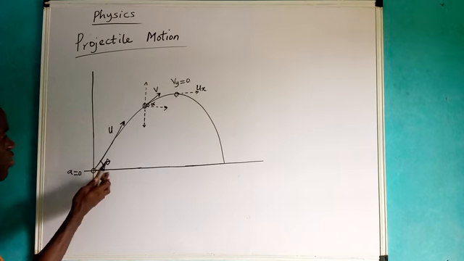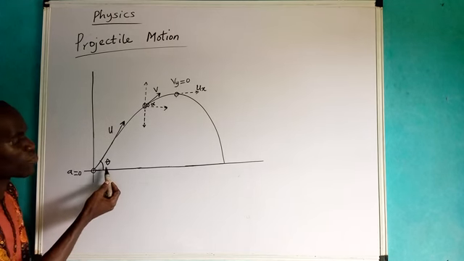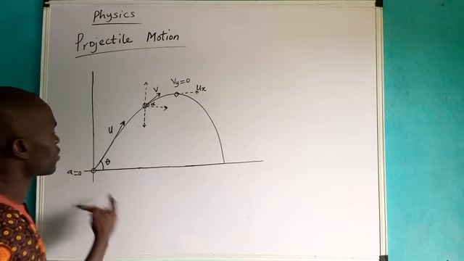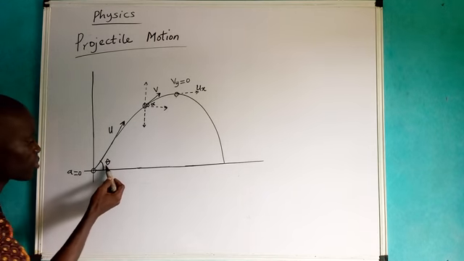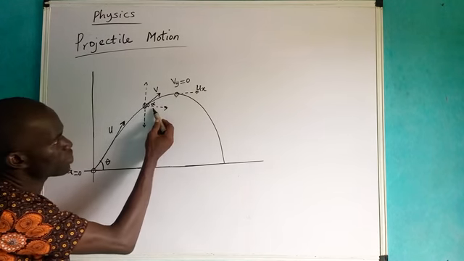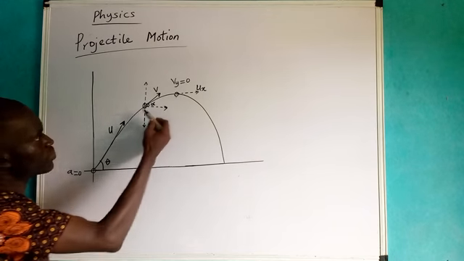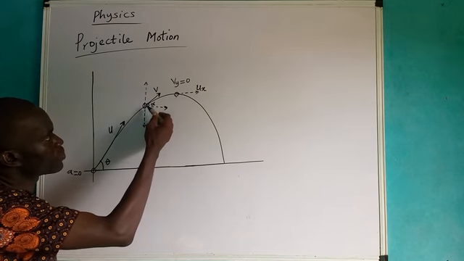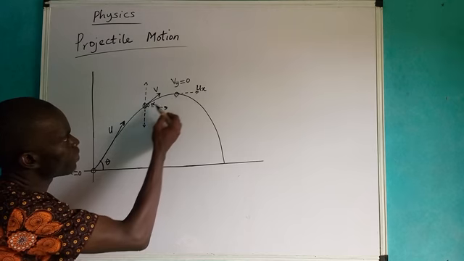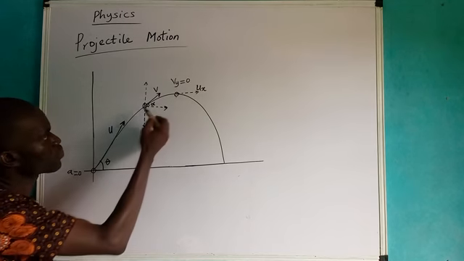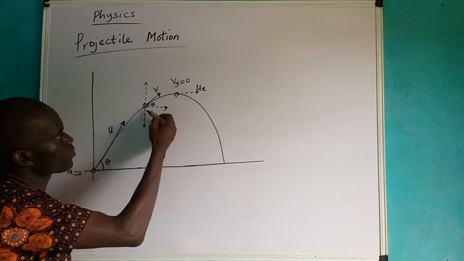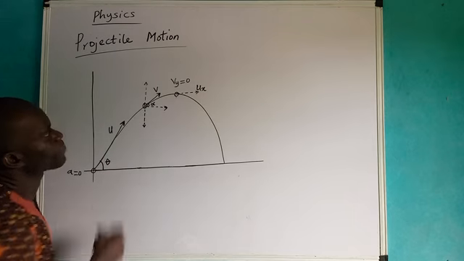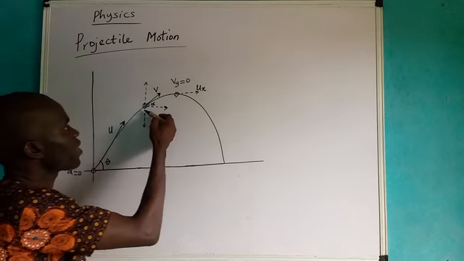Now we also have the angle. You can see at this position the angle of projection is theta, but when we come to this position here we have the angle alpha, which is quite different from this one. It means that the angle of projection here is quite different from the angle of projection here. Therefore, you can see I differentiate the angle, theta and alpha.